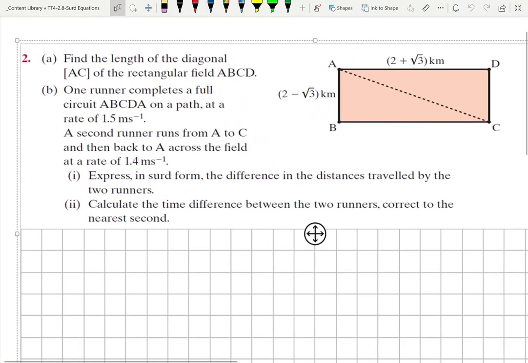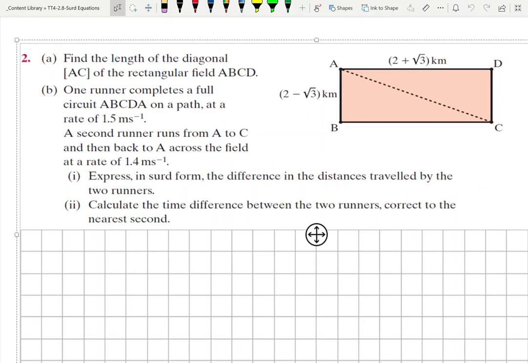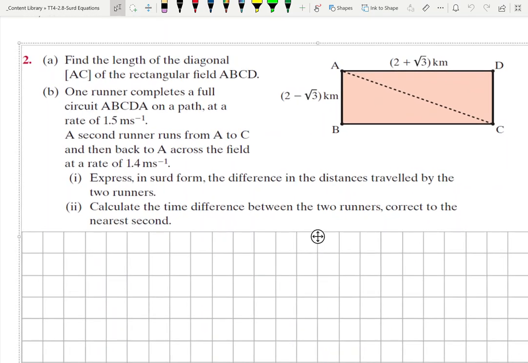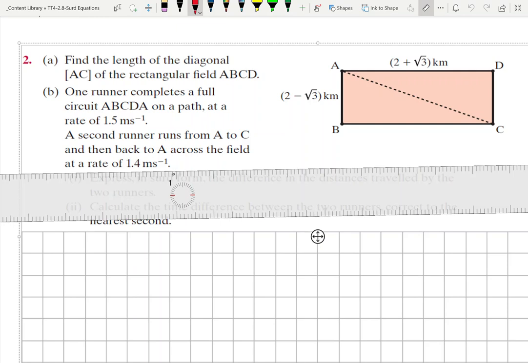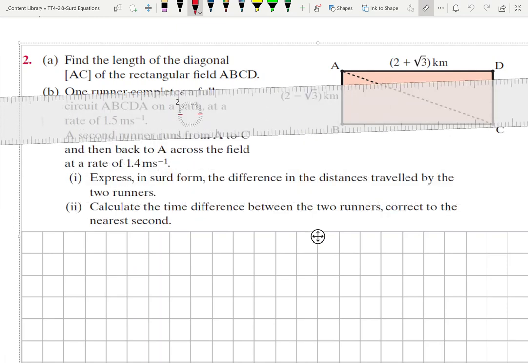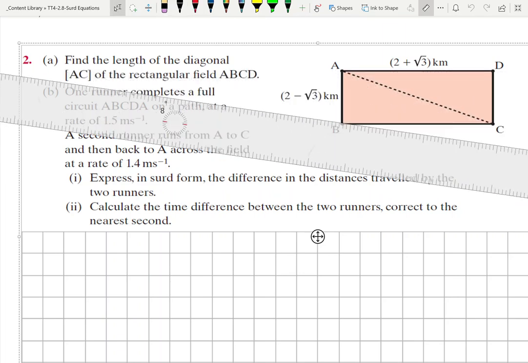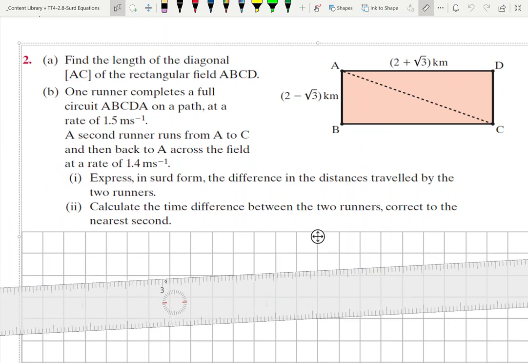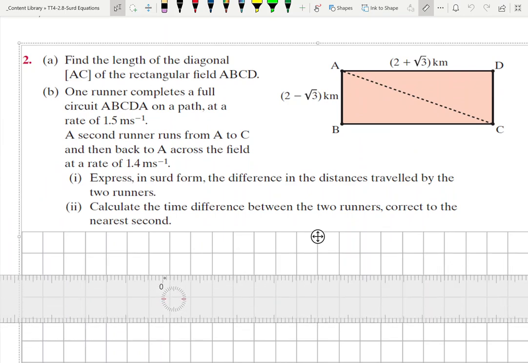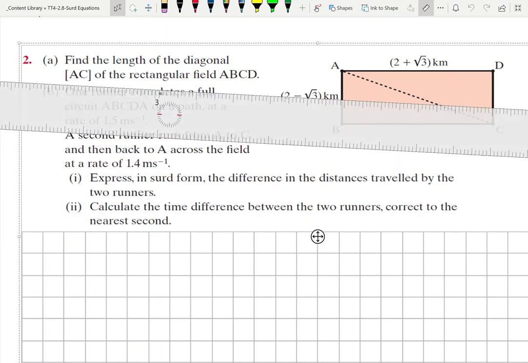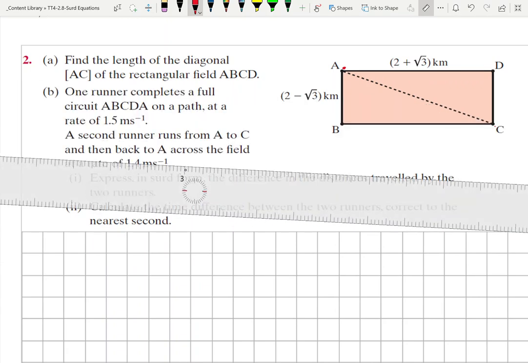So next up, we have a similar situation. There's an awful lot of writing there, so I'm sure it's a little bit more complicated. So we'll spend as long finding out what they're asking us as doing the actual solution. Okay, so the first of all tell us find the length of the diagonal. Okay, and the name is AC because it's going length AC.